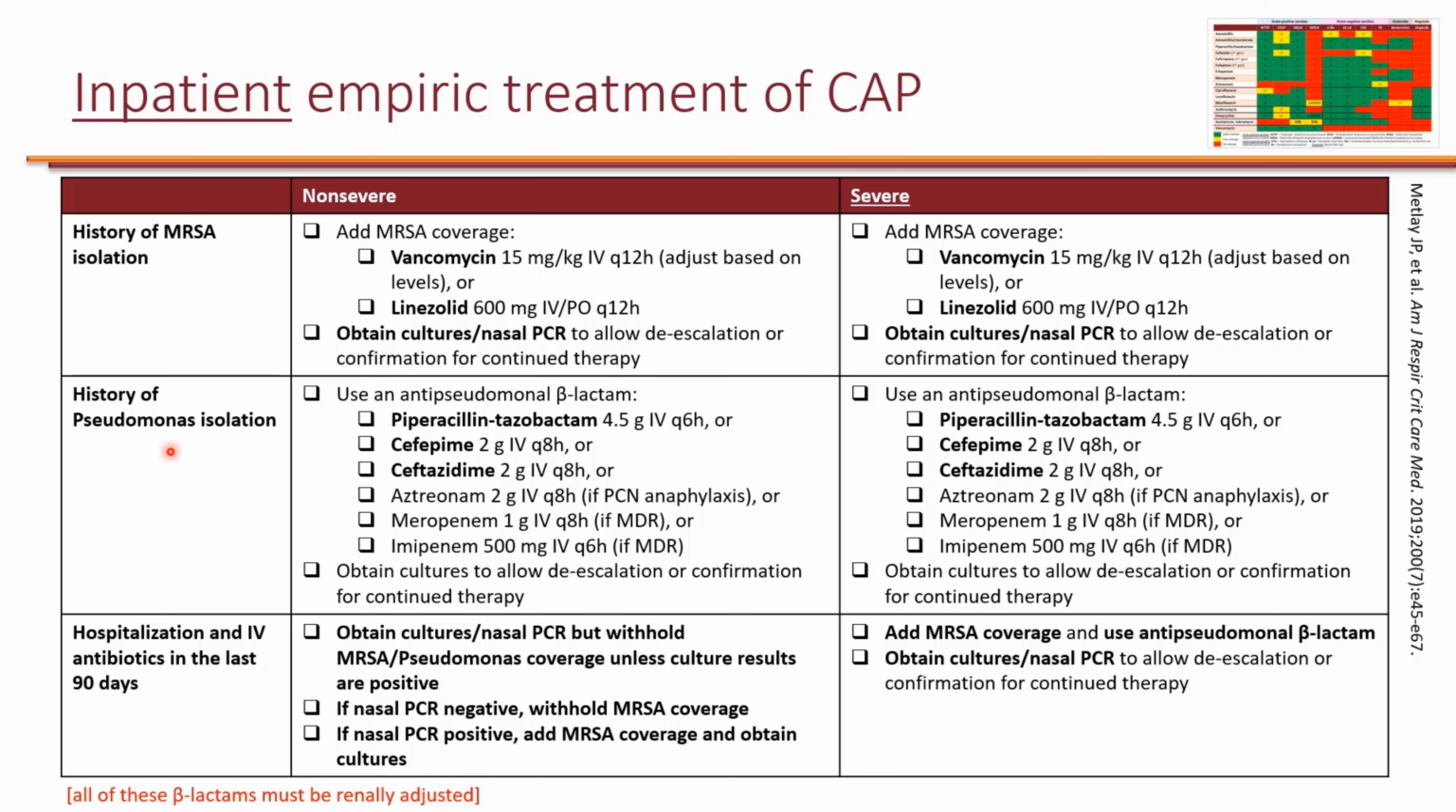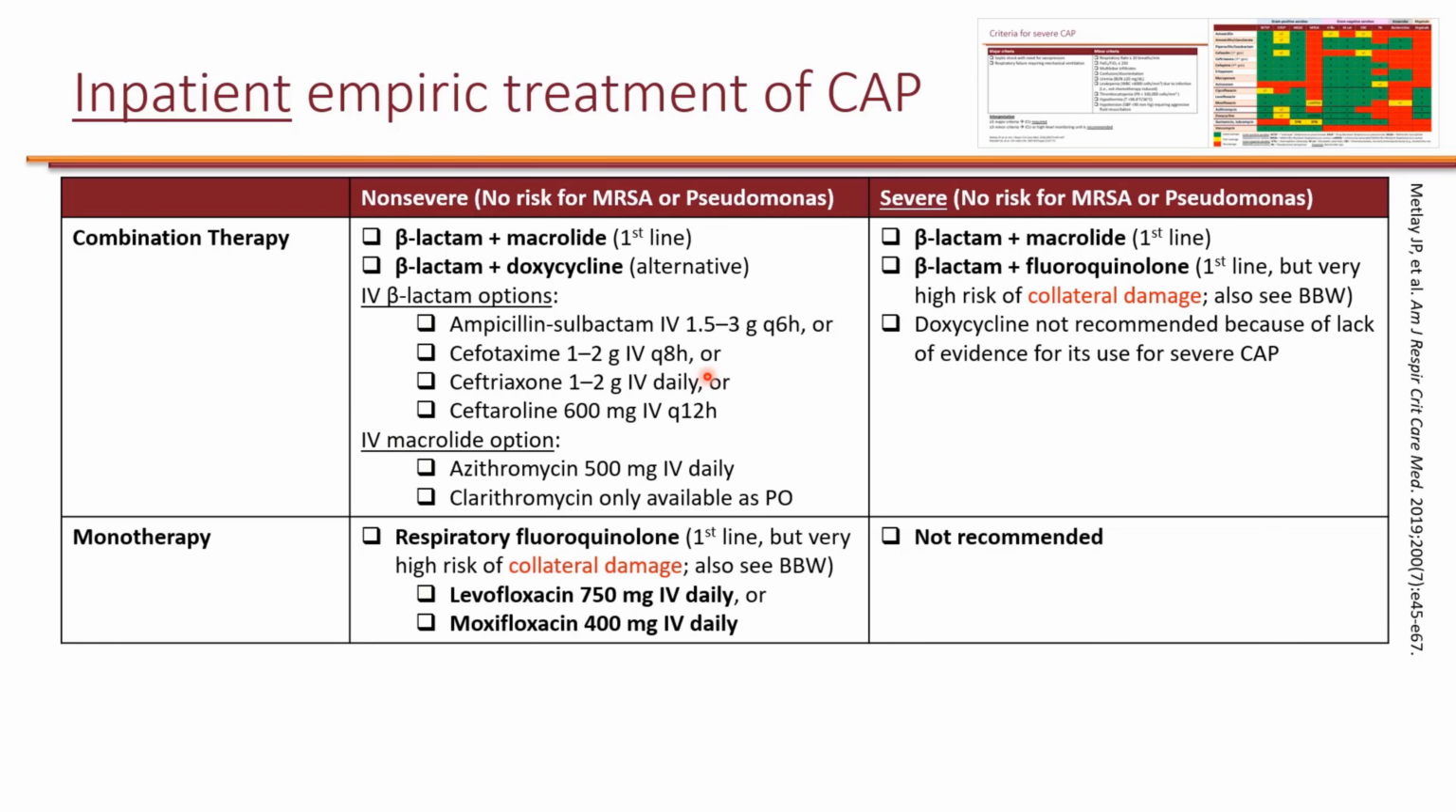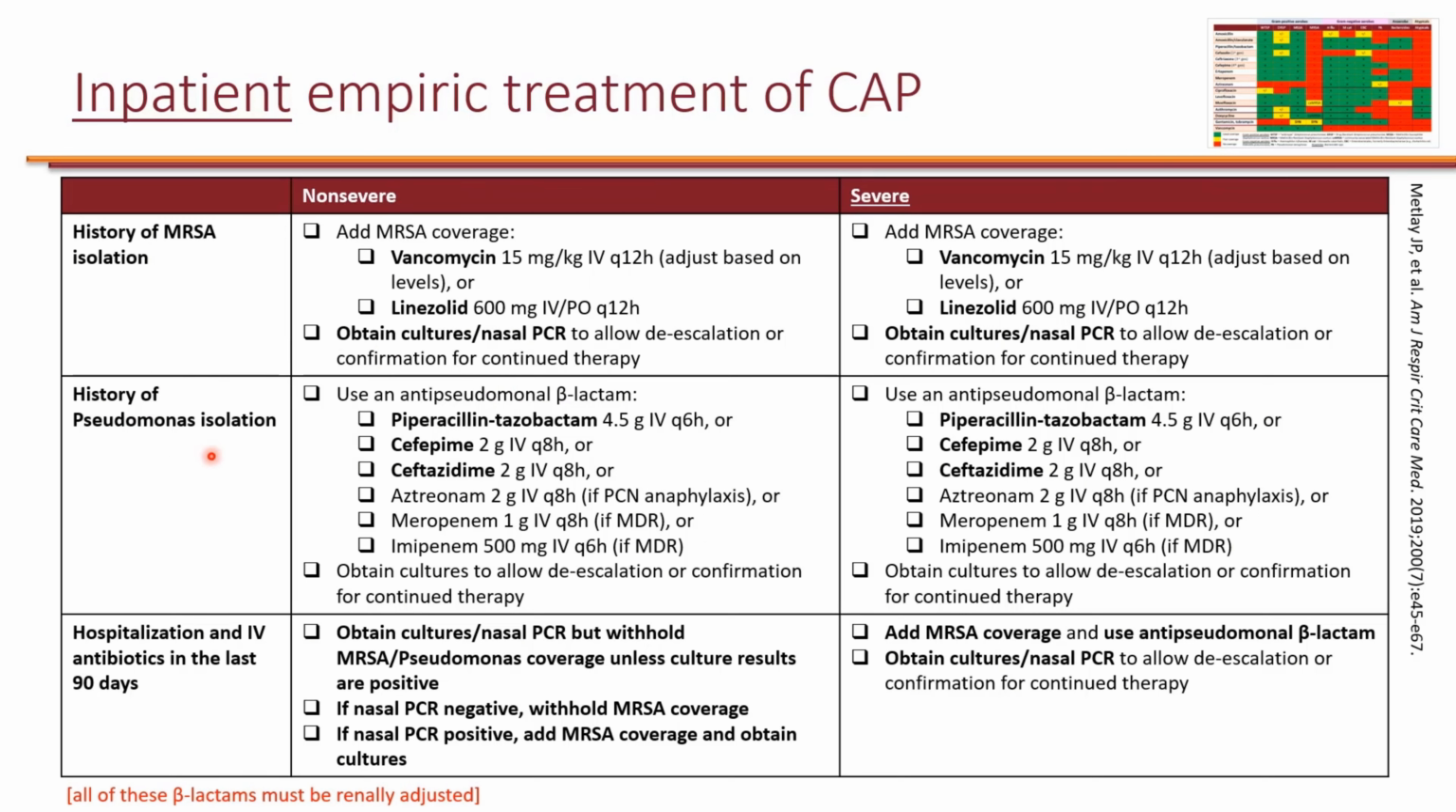Now, when it comes to history of Pseudomonas isolation, depending on what you selected for your treatment of pneumonia, all you have to do is to make sure that you use a beta-lactam as part of your original regimen that covers Pseudomonas. So, for example, let's say here, if you had chosen ceftriaxone, if your patient has a history of Pseudomonas isolation, instead of ceftriaxone, you would use a beta-lactam that has anti-Pseudomonal coverage. So either piptazo, cefepime, ceftazidime.